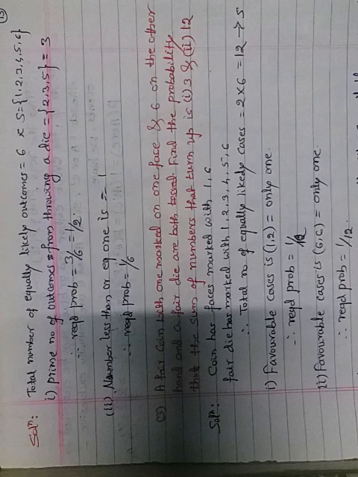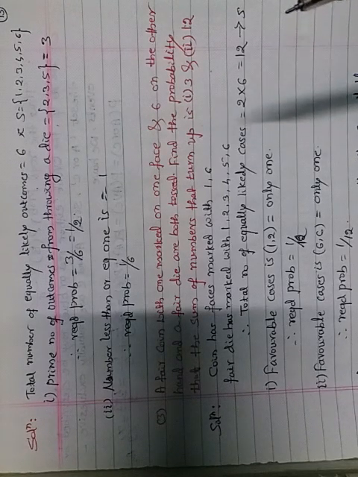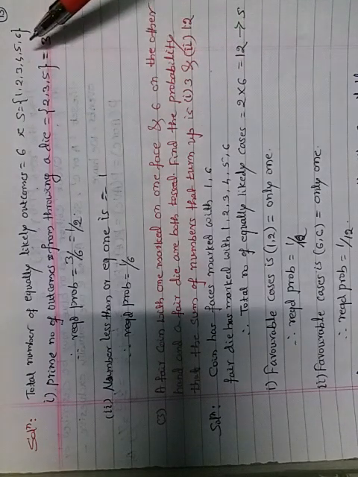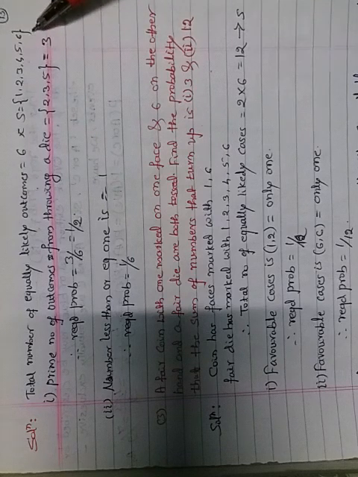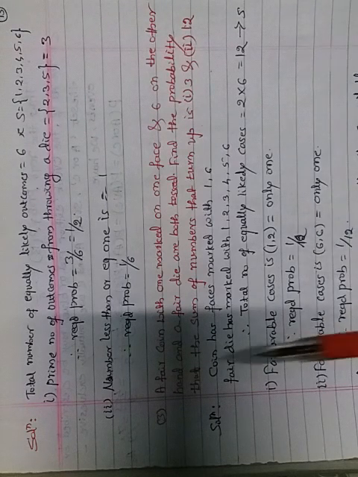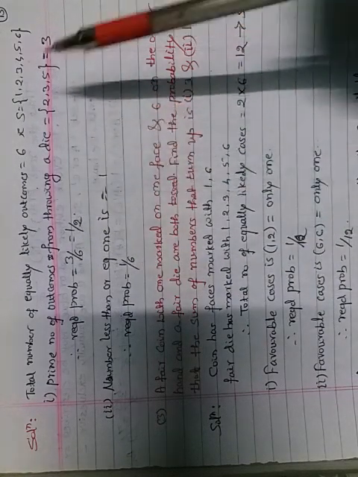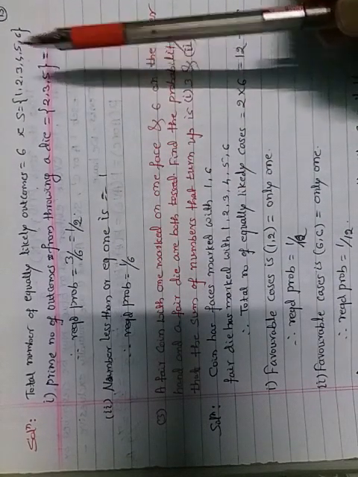Therefore, the total number of equally likely outcomes is 6. Hence, n of S is equal to 1, 2, 3, 4, 5, 6. The prime number outcomes from throwing a die are 2, 3, 5.